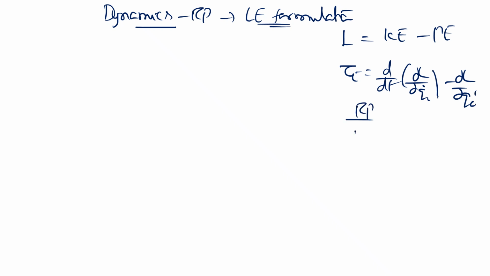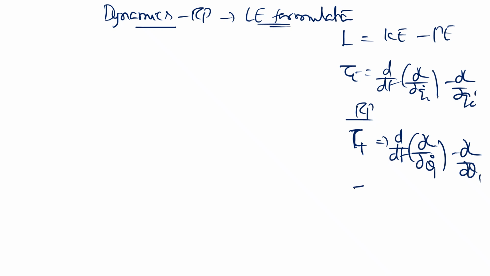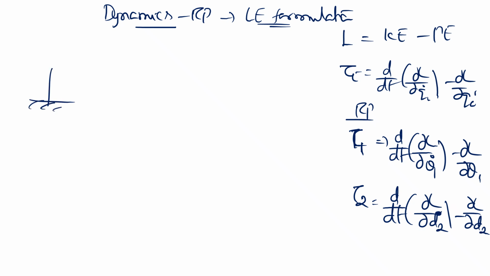First, tau 1 is d by dt of dou L by dou theta 1 dot minus dou L by dou theta 1. And tau 2 is d by dt of dou L by dou d2 dot minus dou L by dou d2. So we are going to derive this. Let's take this manipulator. This is my RP manipulator. It rotates like this and it moves like this.